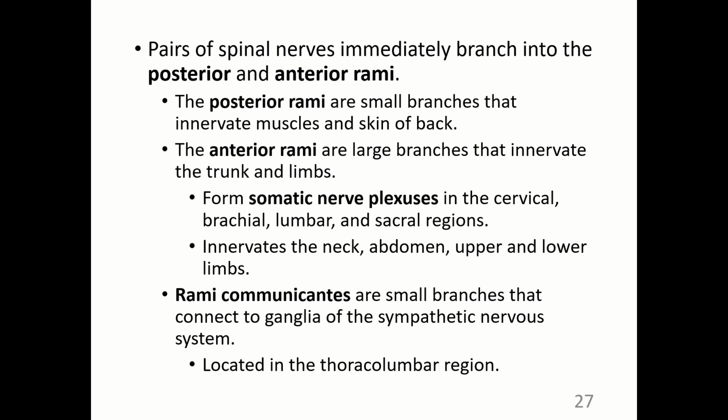Rami communicants are small branches that connect to ganglia of the sympathetic nervous system. These will be located in the thoracolumbar region, and we will see them again when we talk about the autonomic nervous system.